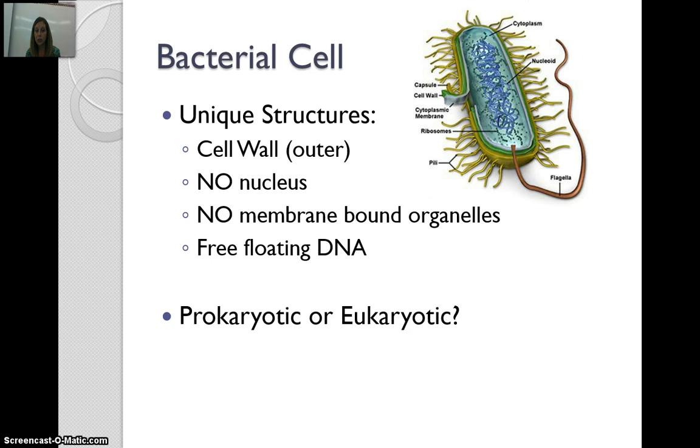So the unique structures in a bacteria cell, remember these are prokaryotic, right? The only type of prokaryotic organism is bacteria. So they have an outer cell wall, they have an inner cell membrane, they do not have a nucleus, right? That's why they're prokaryotic, and they do not have membrane-bound organelles, and their DNA is not contained in anything because they don't have a nucleus, so it's just free-floating. So make sure under bacteria cell in all capital letters you write prokaryotic.